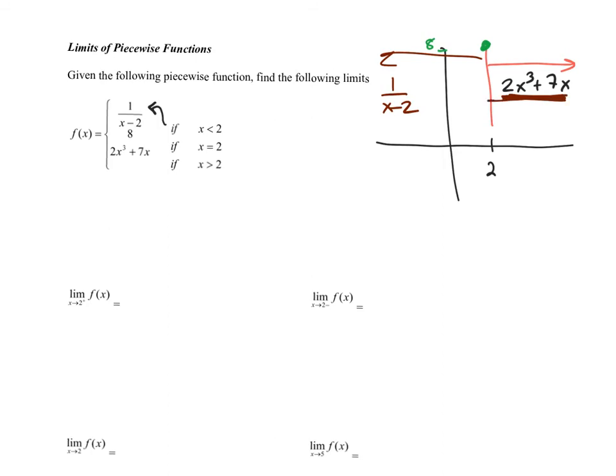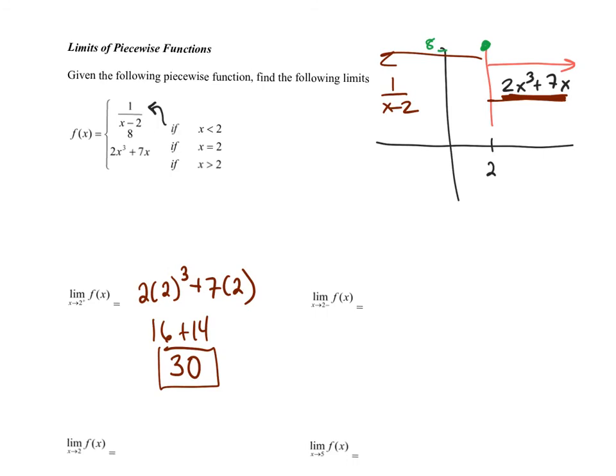So all I have to do is simply plug the 2 into that right-hand side and see if it gives me a number. If it gives me a number, it's a direct substitution, it's done. If not, it's probably something else that I have to do, one of my infinities or something like that. So that's 16 plus 14, so that is 30. So the limit from the right is just simply 30.